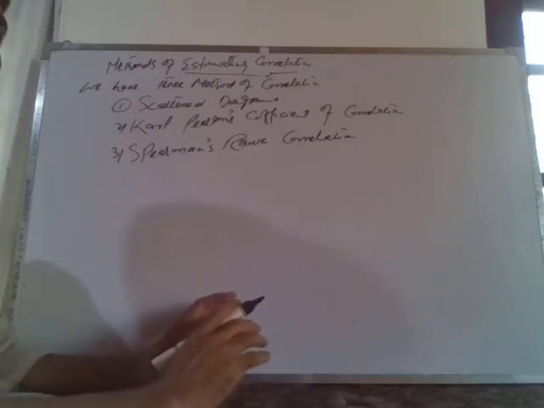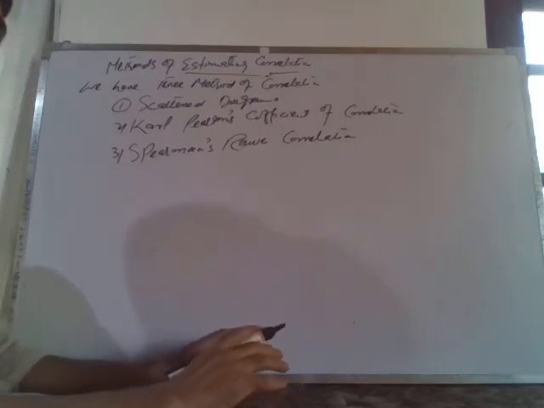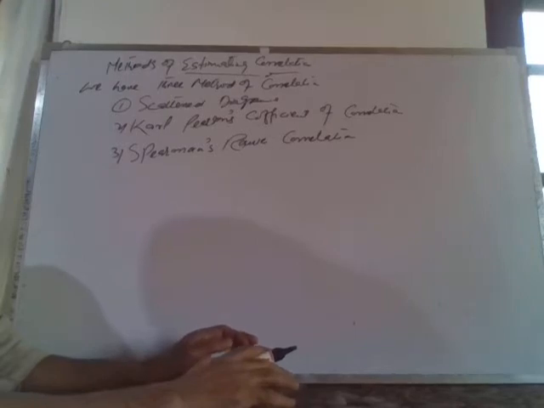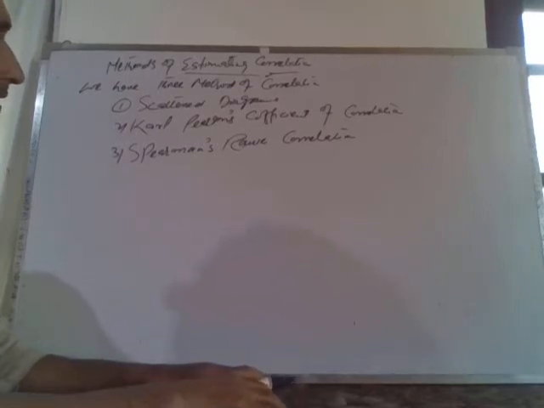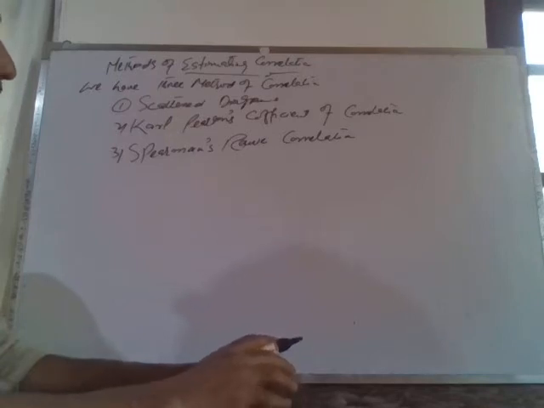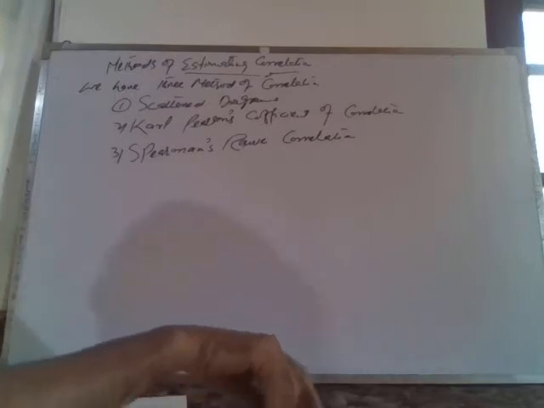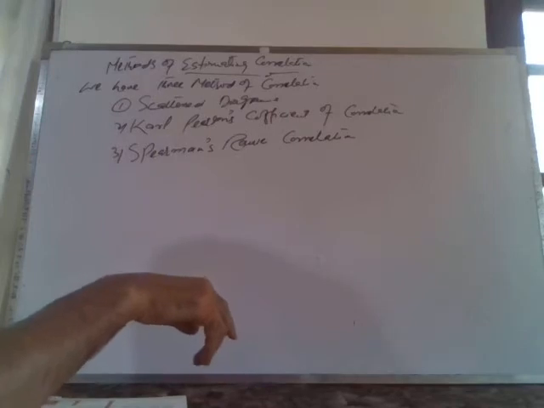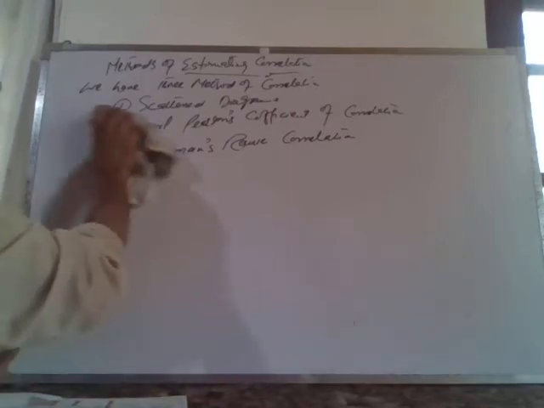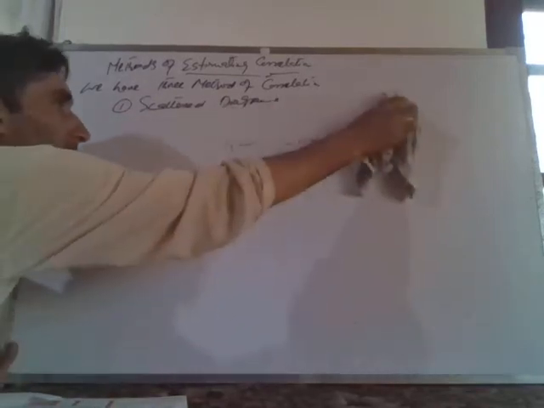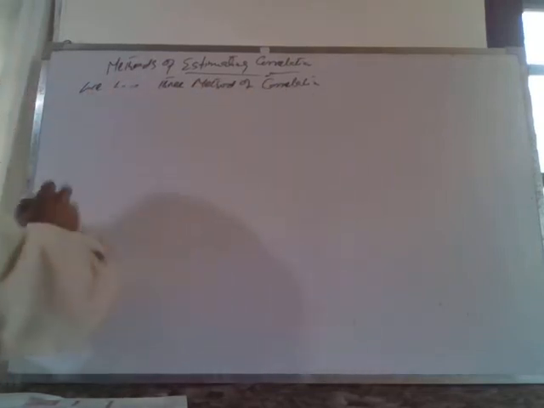All these three methods are incorporated in the syllabus of 11th class. So we will discuss one by one how to measure or estimate the correlation through these methods. One is the scatter diagram, Karl Pearson's coefficient of correlation, and third is Spearman's rank correlation or rank difference. So first of all we will take the scatter diagram method.